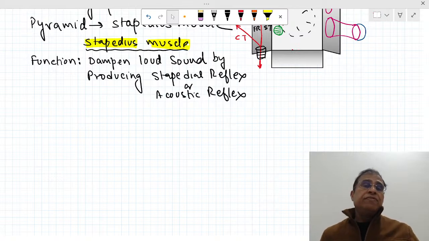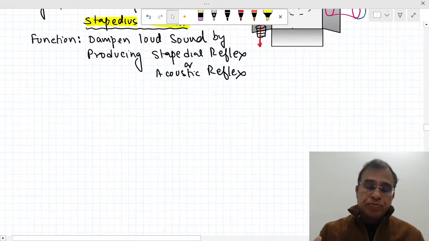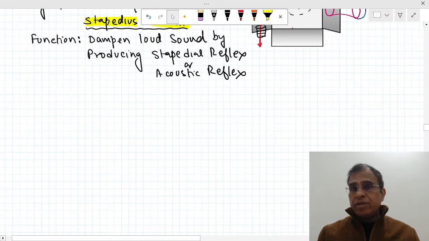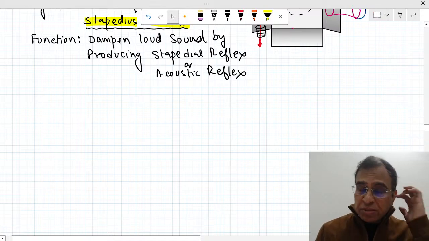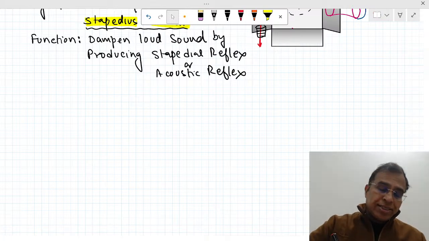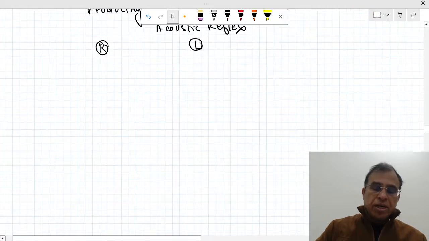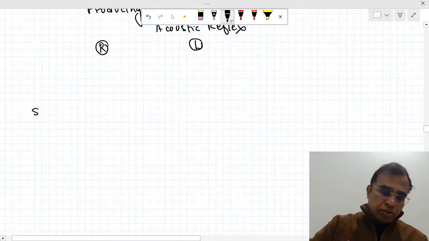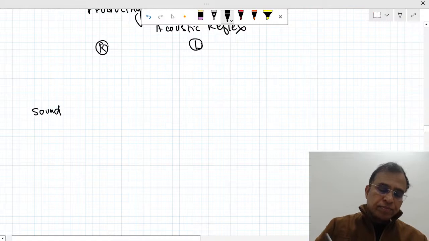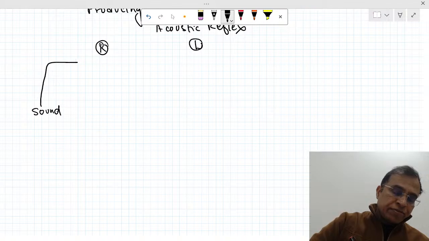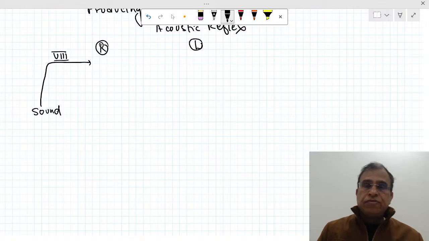Now let me talk about this reflex a little bit, because there are a few questions they ask you. This part is going to be very, very important. Please pay special attention. Let's say this is the right side of the body and this is the left side. Now if I give a sound on the right ear, the sound is carried by the eighth nerve. The eighth nerve will carry this sound, because we all know the eighth nerve is the nerve for hearing, to the brain stem. Remember the first diagram.